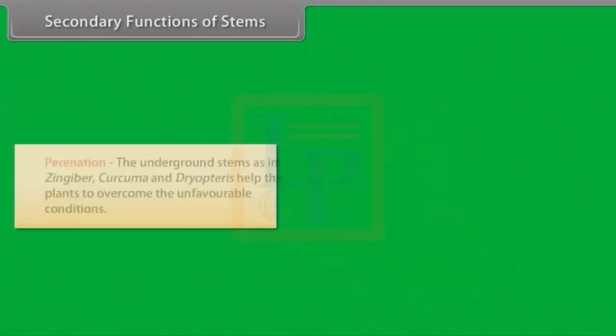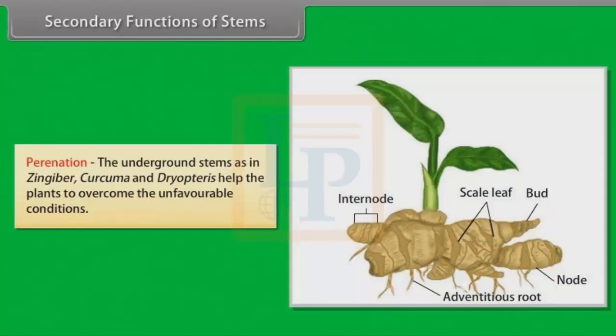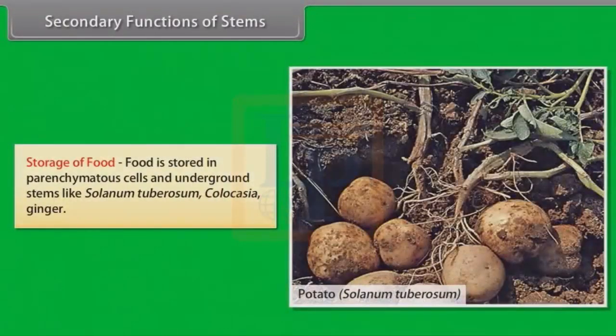Secondary functions of stems. Perennation. The underground stems, as in zingiber, curcuma, and Dryopteris, help the plants to overcome the unfavorable conditions. Storage of food. Food is stored in parenchymatous cells and underground stems like Solanum tuberosum, Colocasia, ginger.